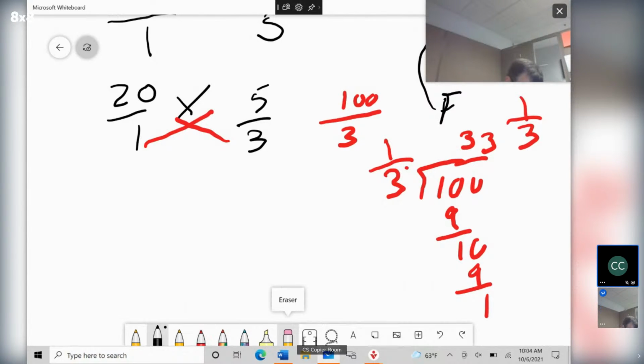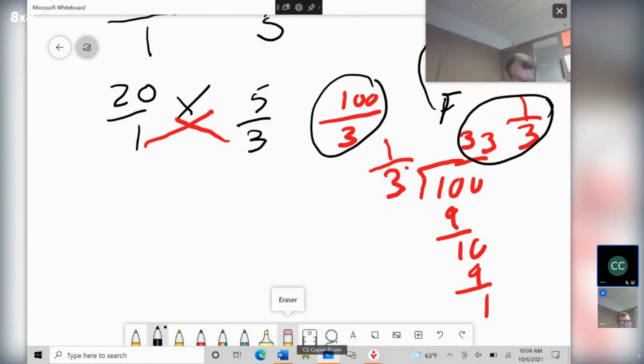Remember, though, this and this, they're exactly the same number. But the 33 and 1/3 is just in its simplest form. Okay? Let's do another whole number here.